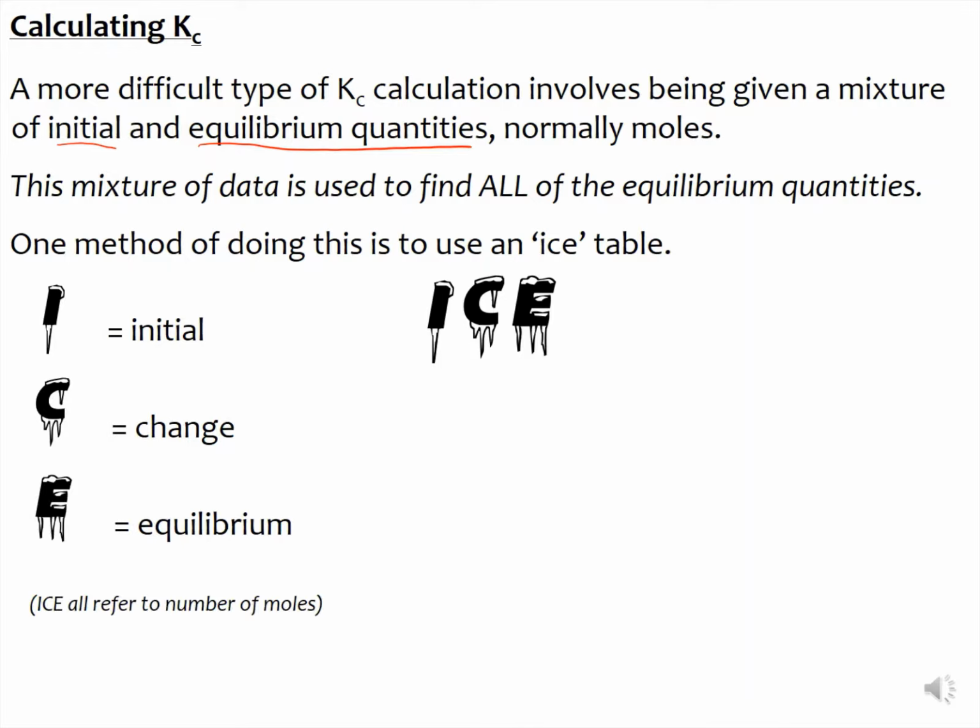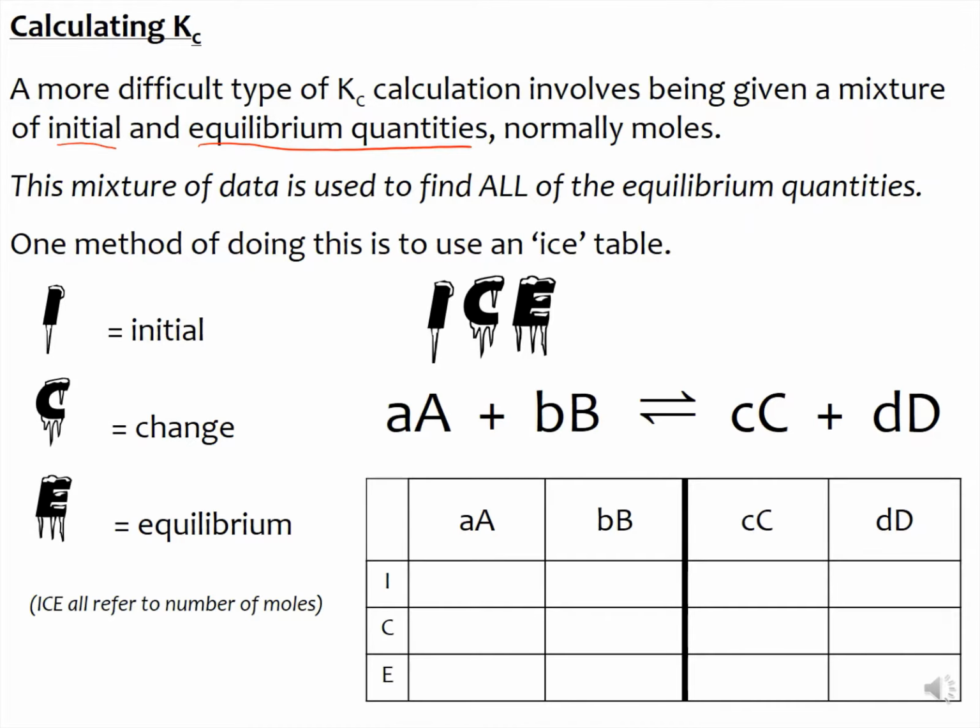And I, C, and E all refer to number of moles. Now, if we had the equation aA plus bB in equilibrium with cC and dD, we'd set up an ICE table that looks a bit like this, in order of the reaction, with the reactants on the left and the products on the right. And when you're given the data in the question, you fill in the table with the data that you're given. So we're going to have a look at an example.